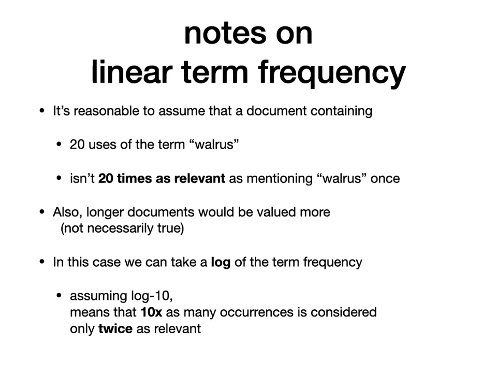Couple notes. It's reasonable to assume that a document that has the word walrus 20 times is not 20 times as relevant as the document that mentions walrus once, right? There's this factor of, as I mentioned before, kind of a log-linear vibe to a lot of these things. There's diminishing returns, right? It's not 20 times as relevant. It might be twice as relevant for being 20 versus 5, right?